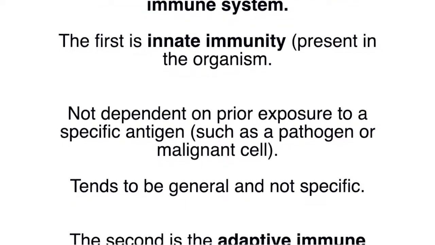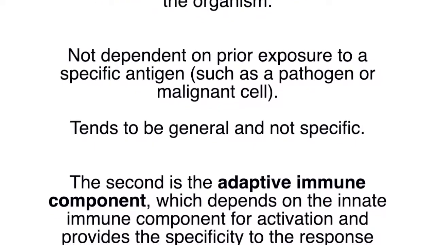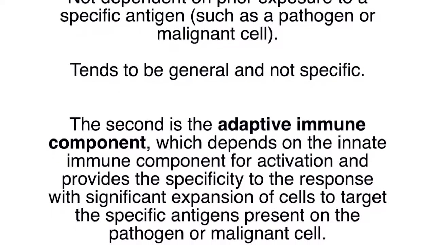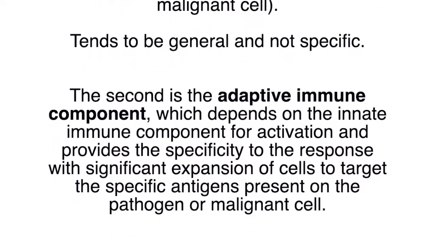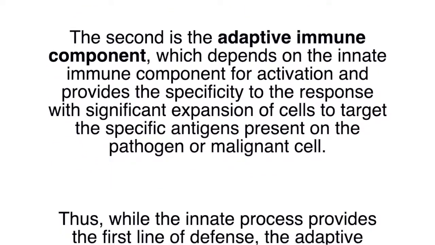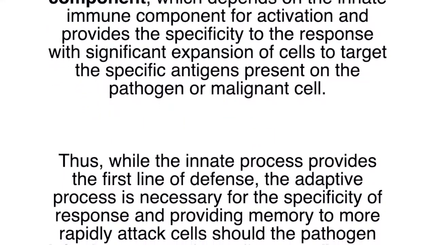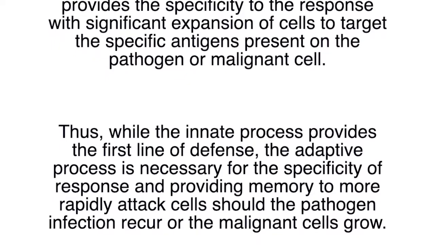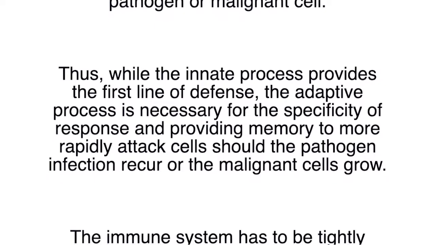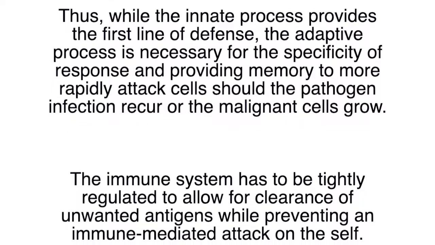The second is the adaptive immune component, which depends on the innate immune component for activation and provides the specificity to the response with significant expansion of cells to target the specific antigens present on the pathogen or malignant cell. Thus, while the innate process provides the first line of defense, the adaptive process is necessary for the specificity of response and providing memory to more rapidly attack cells should the pathogen infection recur or the malignant cells grow.